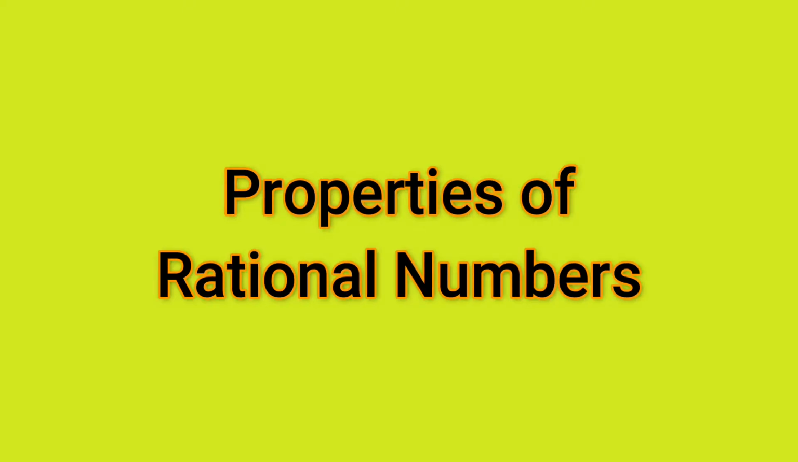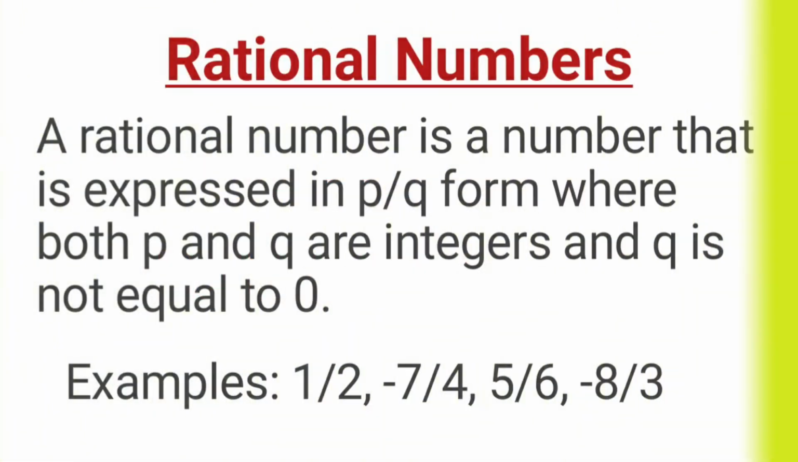Hello everyone, in this video we will learn about properties of rational numbers. Before seeing the properties, we will see what rational numbers are. A rational number is a number that is expressed in p by q form, that is, a number which can be expressed in numerator upon denominator form, where both p and q are integers.